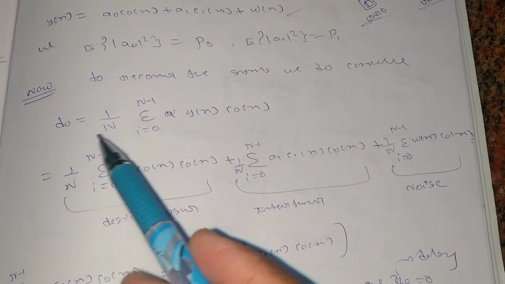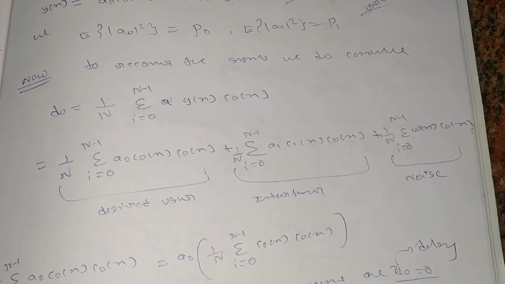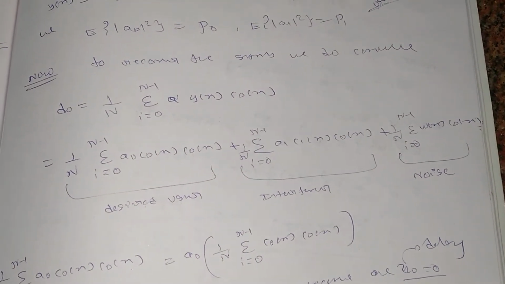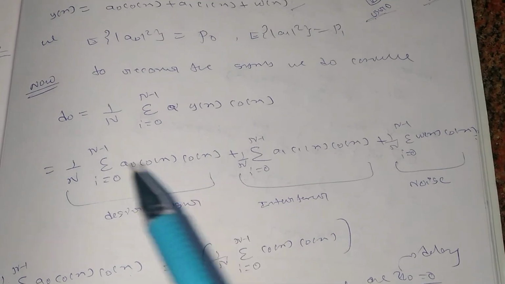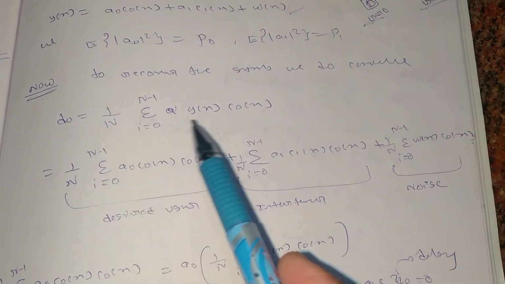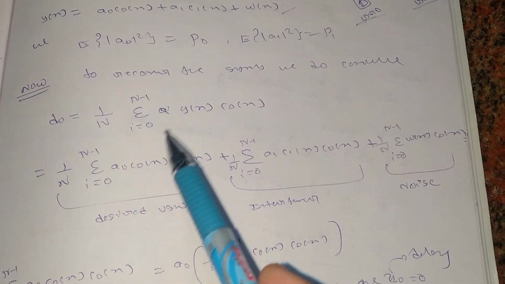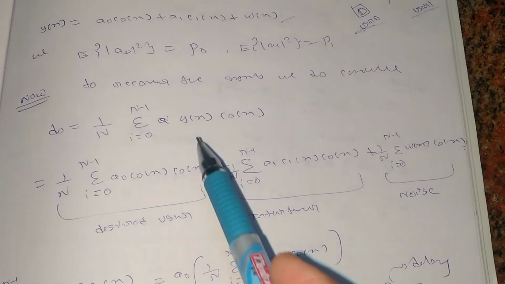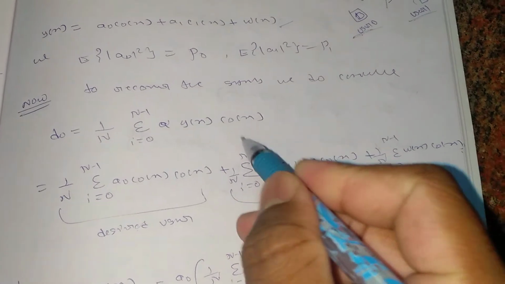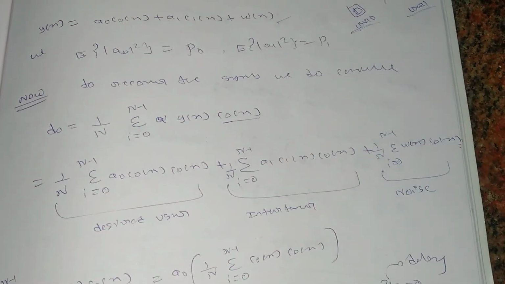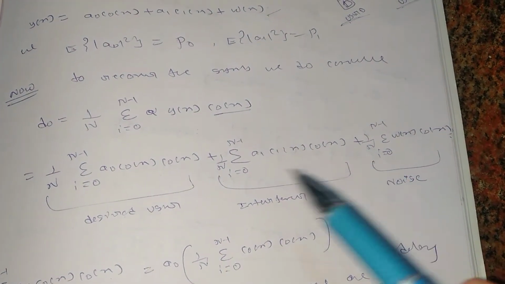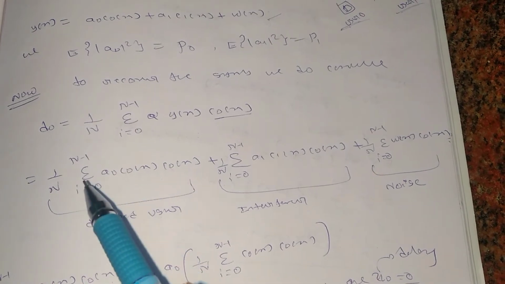So let us say D0 is the data meant for user 0, that is, first we are decoding for user 0. Correlation means, this is the formula, D0 equals 1 by N, summation i equals 0 to N minus 1, where N is the total number of sequences, of y of n into c0 of n. We use c0 of n because we are decoding for user 0 first.